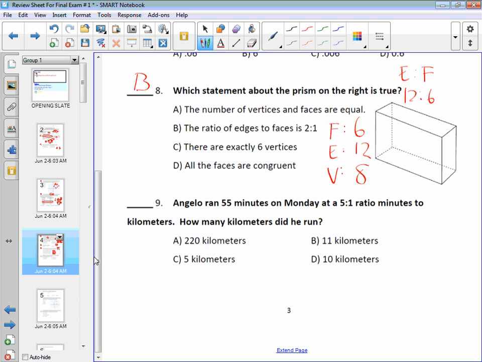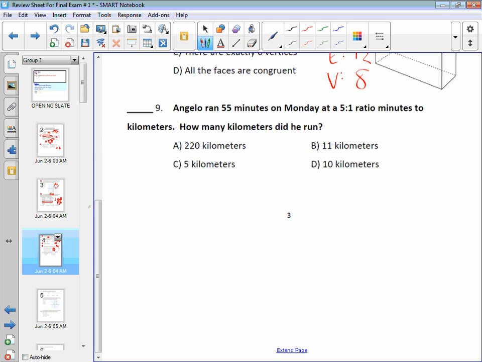Number 9 is a TRF. Miles over kilometers. 5 to 1. 55 over what we're trying to find. What's the answer? Luke? It is. Okay.